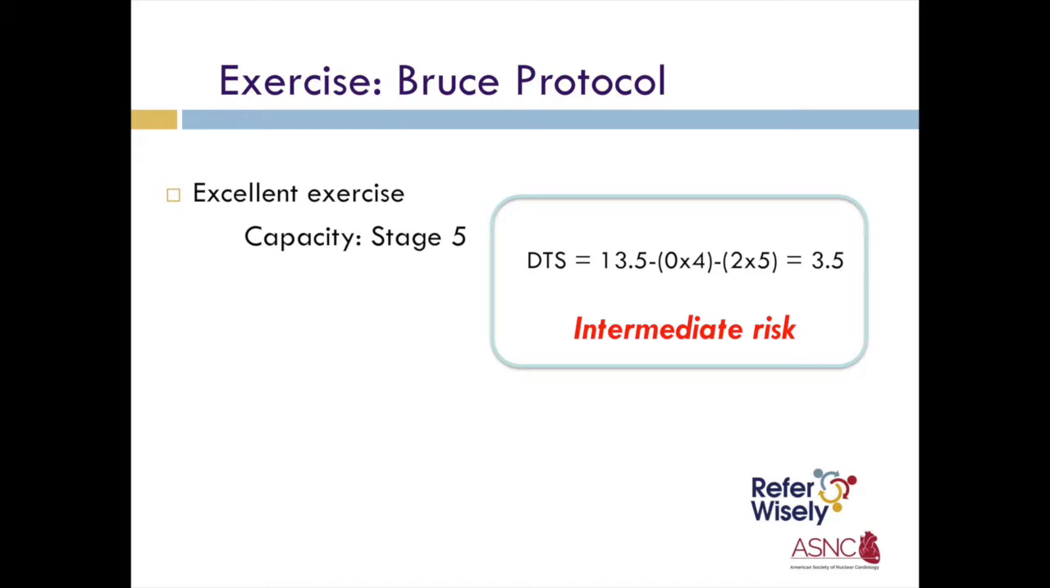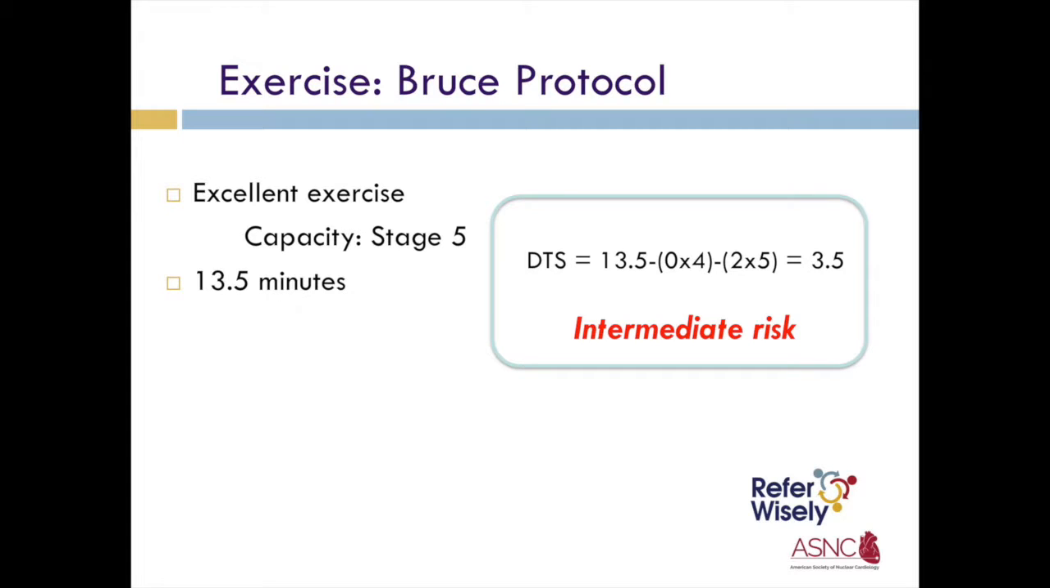One way to determine risk is to use the Duke Treadmill score, and the Duke Treadmill score incorporates 3 components into the reading: the number of minutes the patient is able to exercise, the chest pain presence, absence, and severity, as well as the ST segment deviation.